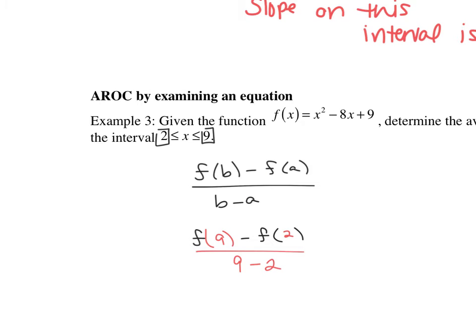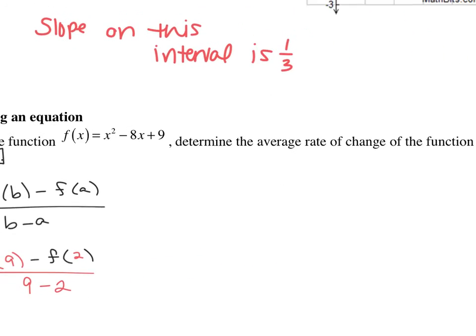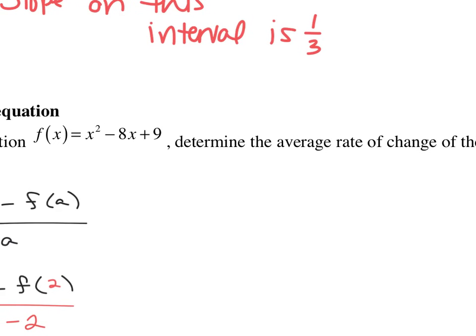Here's the thing, it's going to be very messy if you just do all your substitutions into the question. So what I like to do is go to the side of my paper and do f(9) and f(2) separately. So I'm going to do f(9), and everywhere I see an x, I plug in a 9. So I plug in a 9 for x squared and a 9 for my 8x.